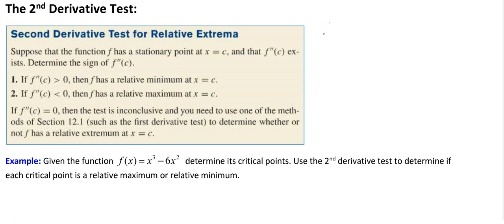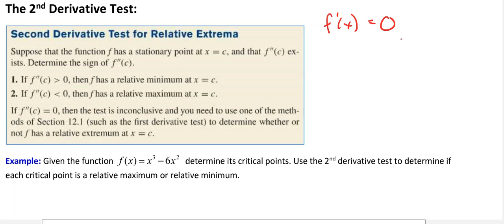In this video, we're going to be taking a look at the second derivative test for relative extrema. In a previous video, we learned that if we take the first derivative of a function, set it equal to 0, we find what are called critical values. And those critical values are where our relative extrema are. That is where our relative minimums or relative maximums are.